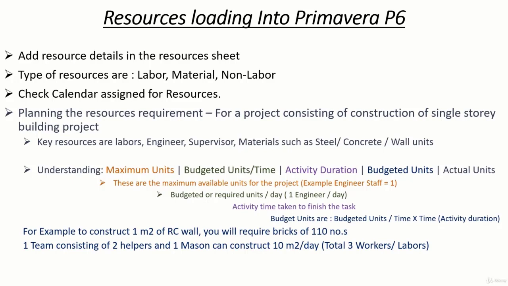We'll take one example of constructing 1 meter square of RC wall. To construct 1 meter square of RC wall, you will need 110 bricks. One team consisting of two helpers and one mason can construct 10 meter square per day. That is three workers or three laborers per day. To construct 50 meter square of RC wall, 50 meter square divided by 10 meter square, the productivity rate, gives us 5 days per one team. This is how we calculate the required number of units for a project.